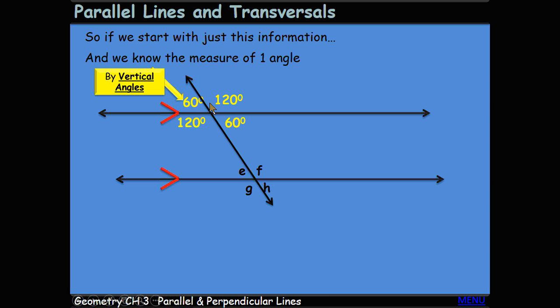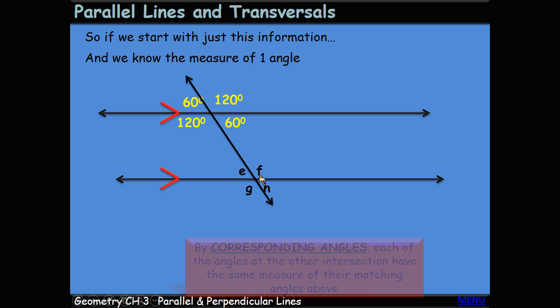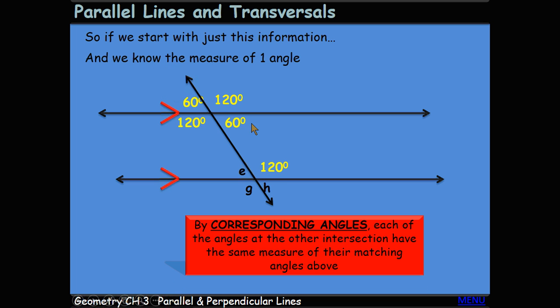Now, that's old, but what's new here is when the lines are parallel, we see the exact same numbers in the exact same locations at the other intersection. The corresponding angles are congruent, or they have the same measure. So if the upper right angle here is 120, then the upper right angle down here is 120. So I know that this angle is going to match that one.